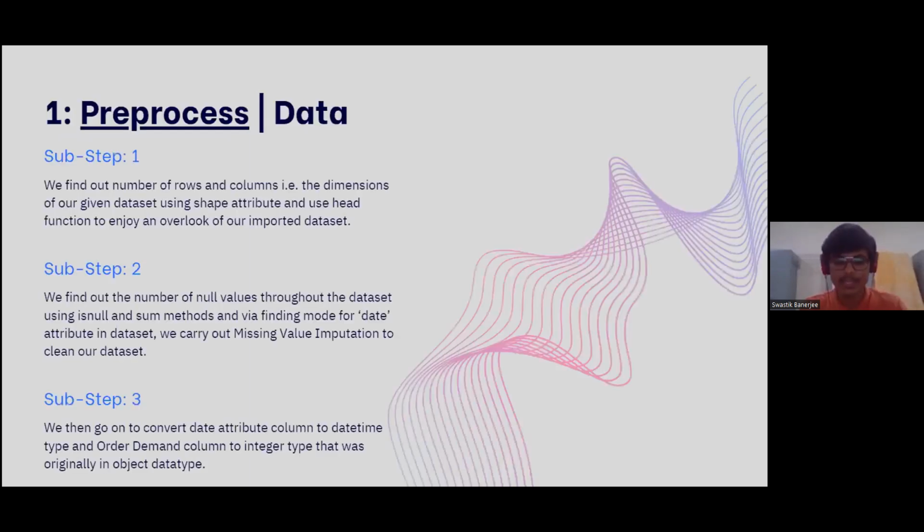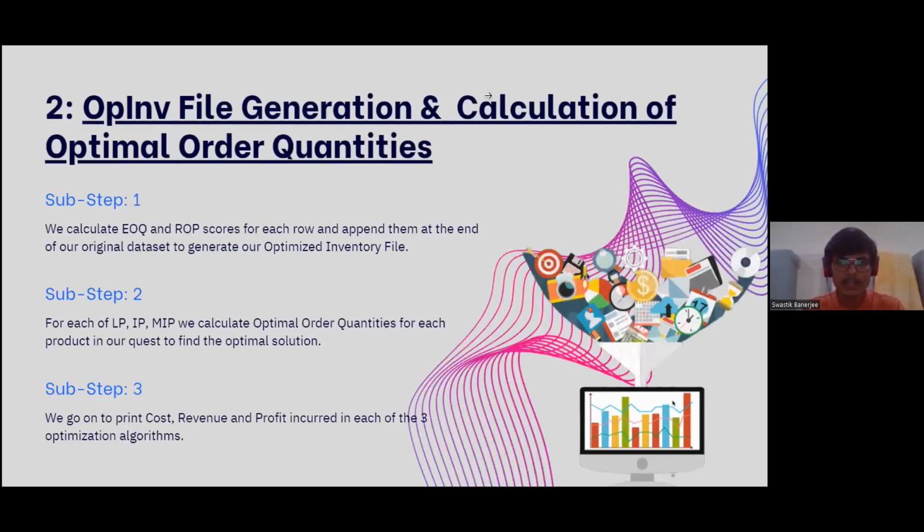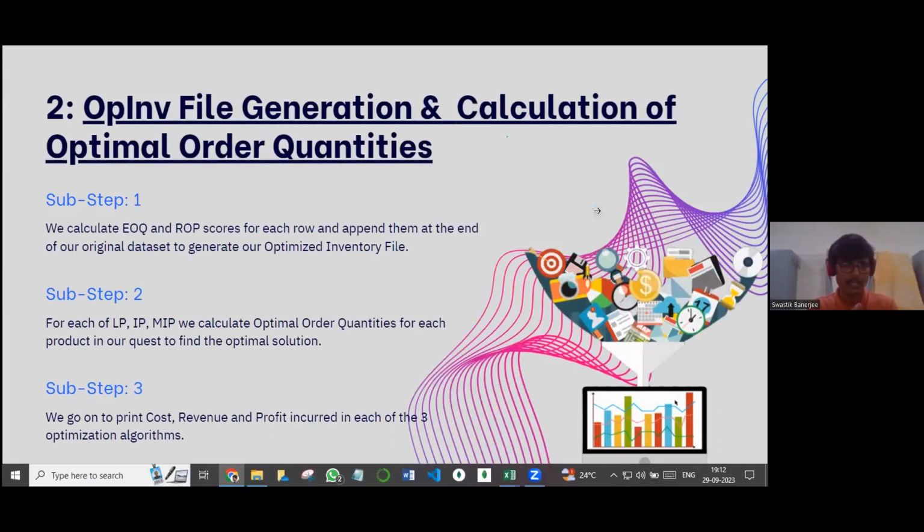So first, we have already pre-processed our data that we got from Kaggle. The second step is the main step, which is generating the OP-INV file, which is nothing but the optimized inventory file that we generate, and calculating the optimal order quantity.